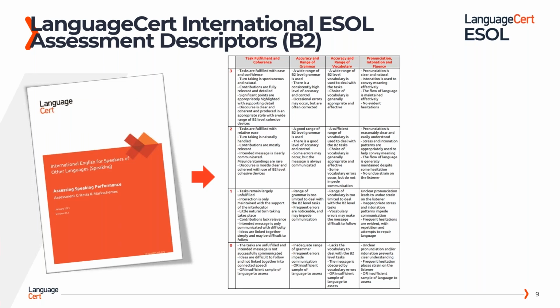Here you can see where to find the B2 level assessment mark scheme that the assessor will use to evaluate the candidate's oral performance. You will find it in the Assessing Speaking Performance Handbook, which is on our website. In this handbook, you will find not only the mark schemes used by the assessor for all levels, but also clarifications about the spoken exam, such as about the exam structure and format, the skills assessed, and more.